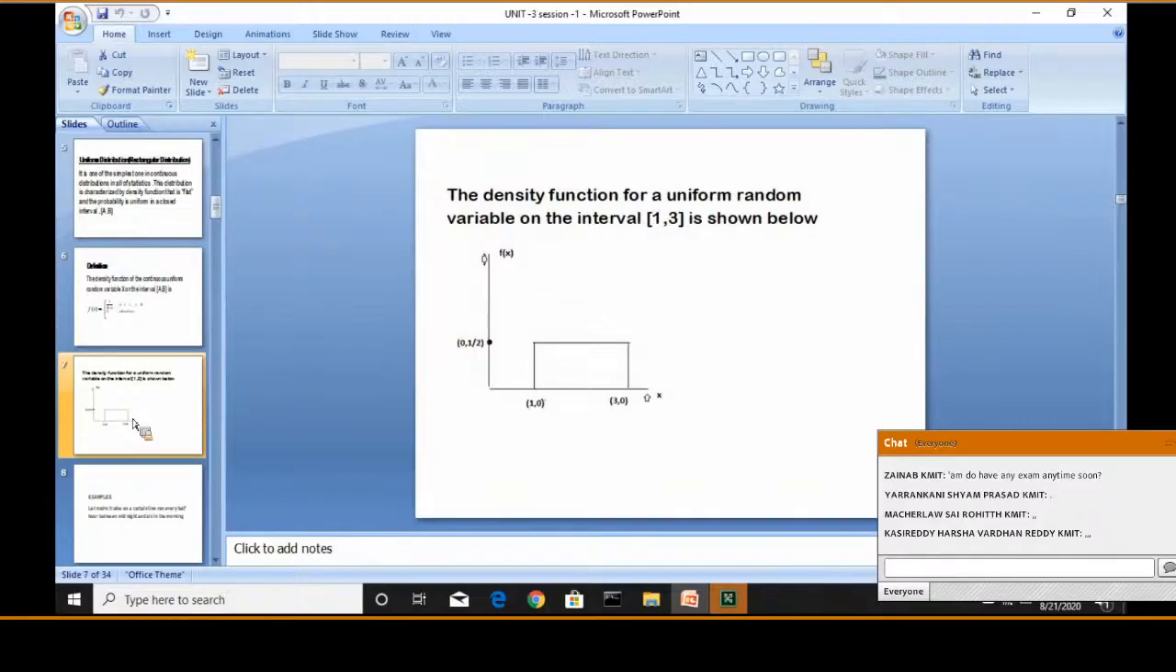And its graph I am showing. You see, the density function here, the interval is given from 1 to 3, upper limit is 3 and lower limit is 1. According to the probability density function, we get 1 by b minus a, which is 1 by 3 minus 1, equal to 1 by 2. So according to 0, 1 by 2, we are drawing the curve. We get a rectangular shape. That is why it is known as a rectangular distribution or a uniform distribution. Probability density is uniform everywhere, which is why we get a rectangular shape.